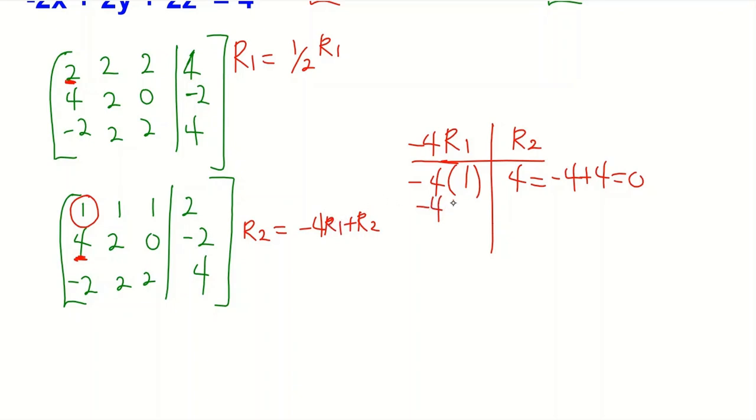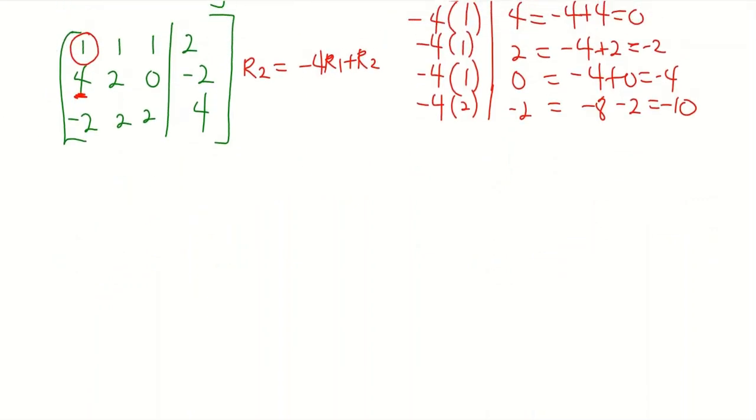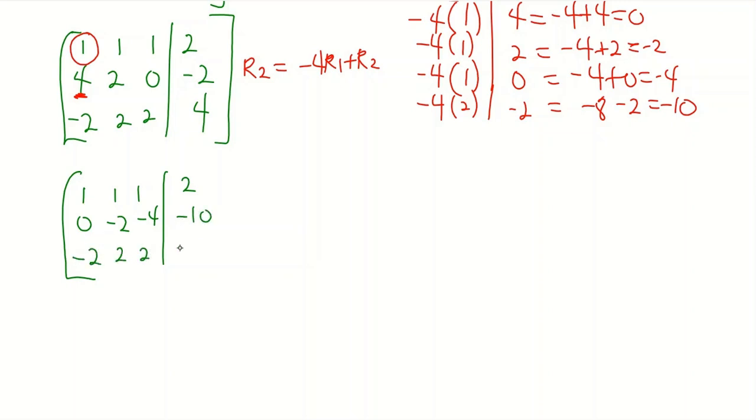Now we continue. The next element in row 1 is 1, multiplied by negative 4, and then in row 2 we have 2. And so when added, we have negative 4 plus 2 is equal to negative 2. Now our next step is minus 4 by 1, and we know in row 2 is 0, and so minus 4 plus 0 is equal to minus 4. Now you continue with the last one, and minus 2, so we are going to get minus 8 minus 2, that is minus 10, and these become the values of row 2. So our new matrix can be written as: 1 1 1 2, and row 2 you have 0 -2 -4 -10, and we have -2 2 2 4.